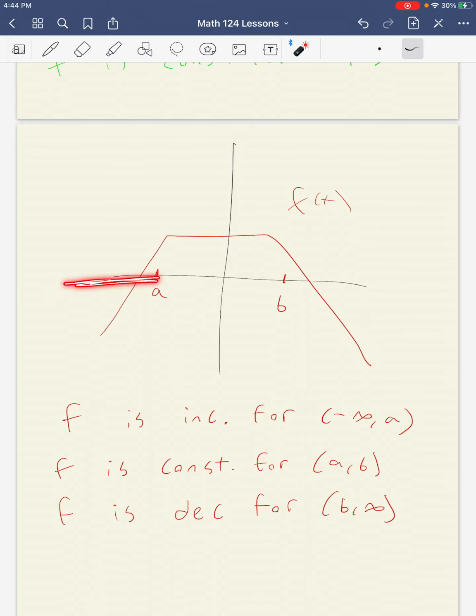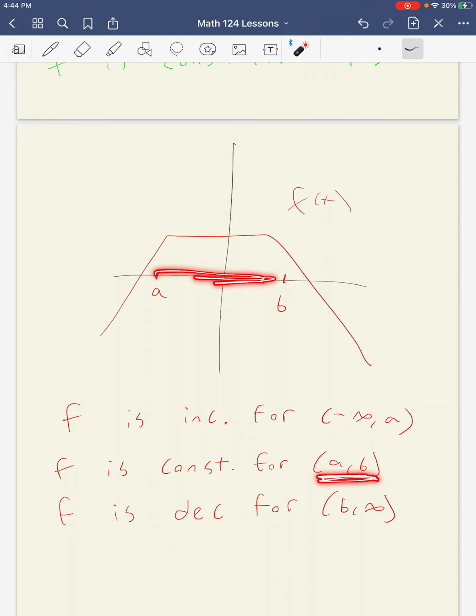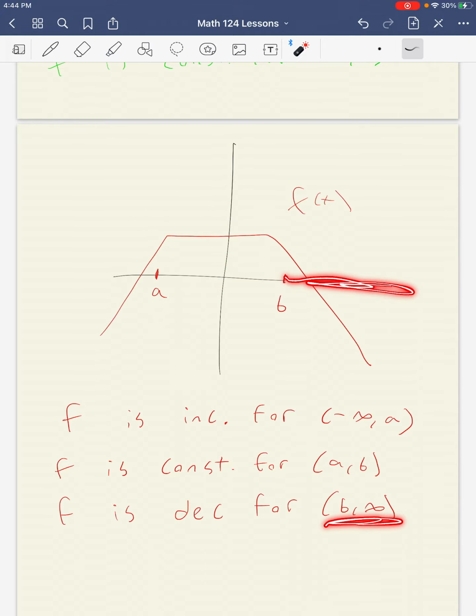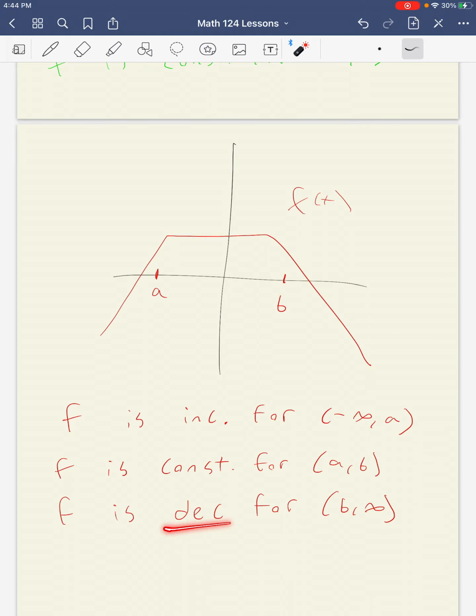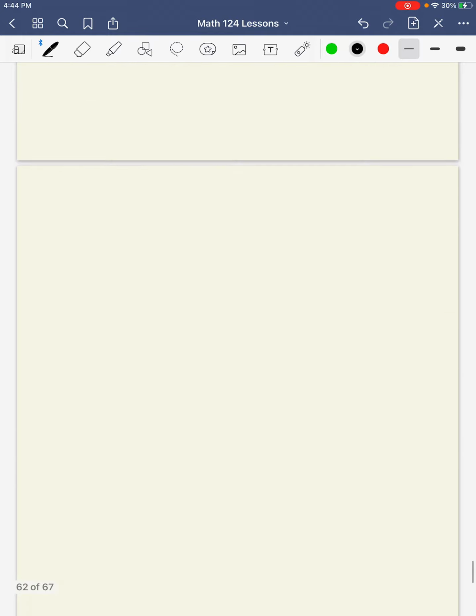And we need a way to talk about the location for which the function is increasing. So for these x values, that is when the function is increasing. For these x values here, that is when the function is constant. For these x values, is when the function is decreasing. Okay, so that's sort of a graphical intuition of increasing, decreasing.